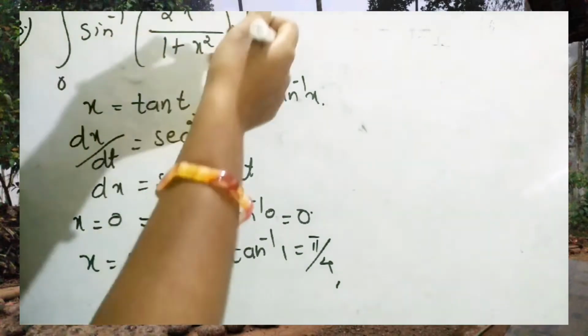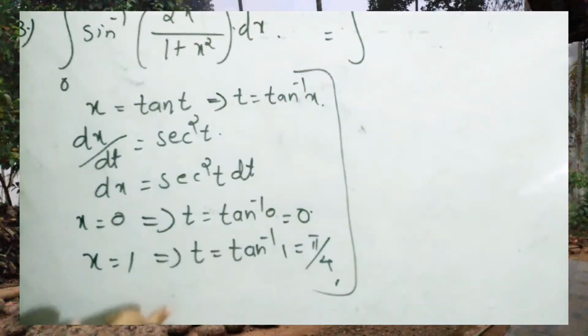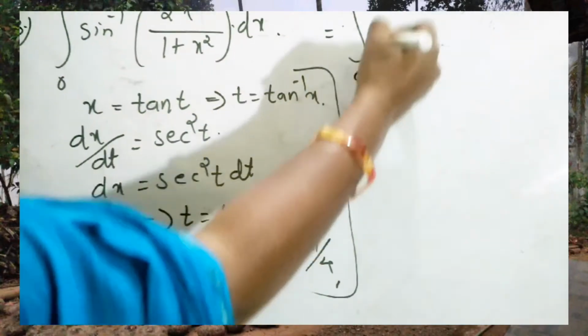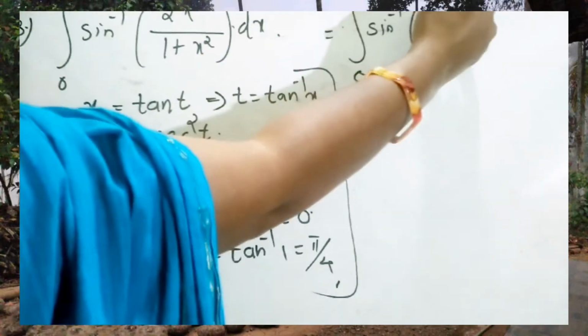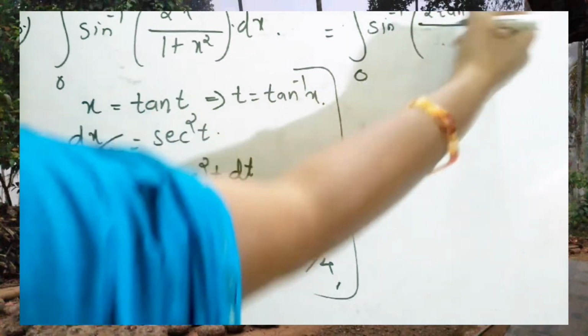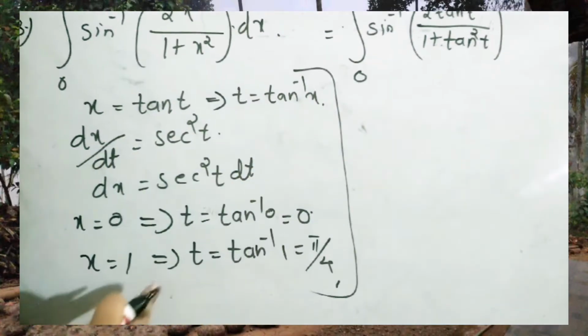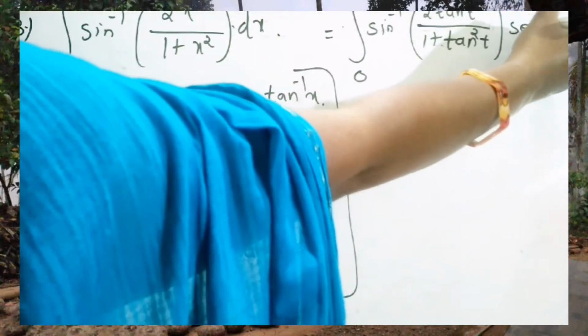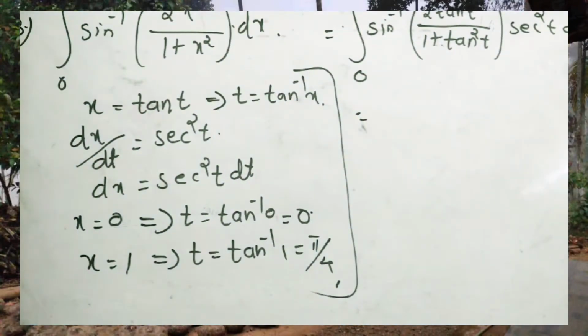Okay, now we will give this substitution in our integral, that is, the interval of integration is 0 to pi by 4. Integral 0 to pi by 4 sine inverse of 2 tan t divided by 1 plus tan square t, dx that is sec square t into dt. And this is equal to 2 tan t divided by 1 plus tan square t, that is sine 2t.